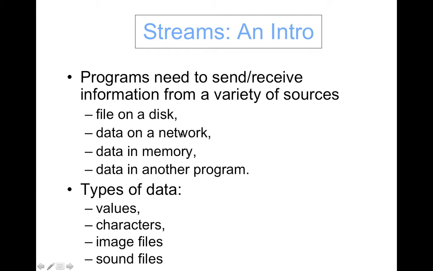Programs need to send or receive information from a variety of sources: a file on a disk, data on the network, data in memory, or data in another program. So anything that we do is all about data, right? So far we have seen that classes have a state stored in variables, and methods are nothing but behavior. So ultimately, when you boil down to creating n number of employee objects, each employee object is nothing but data that we are dealing with, right?